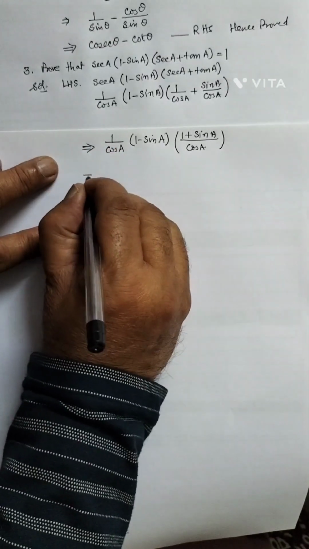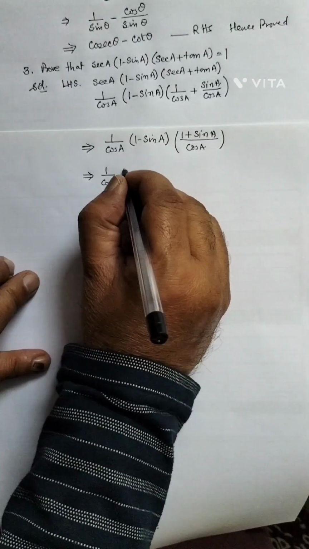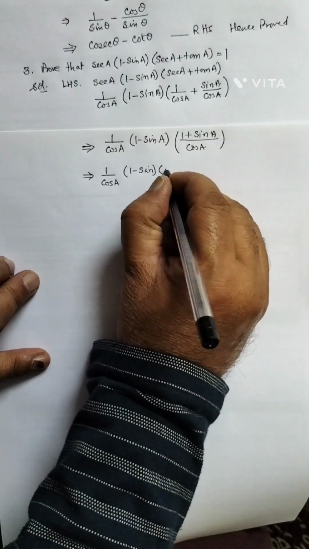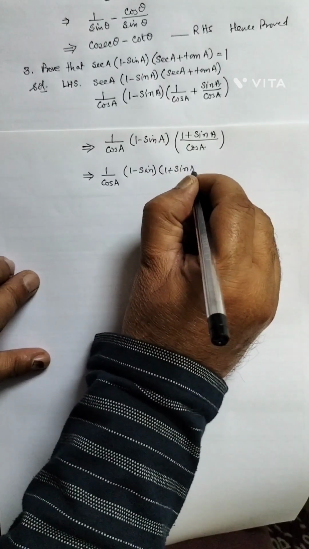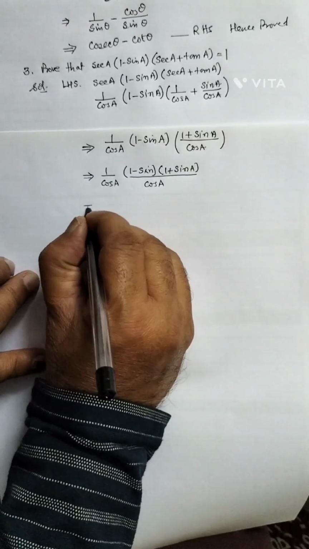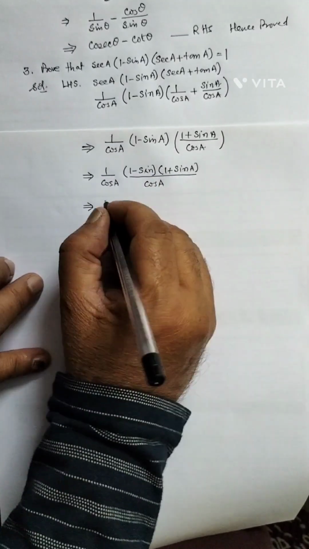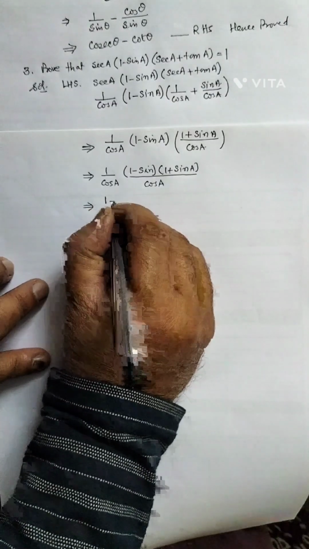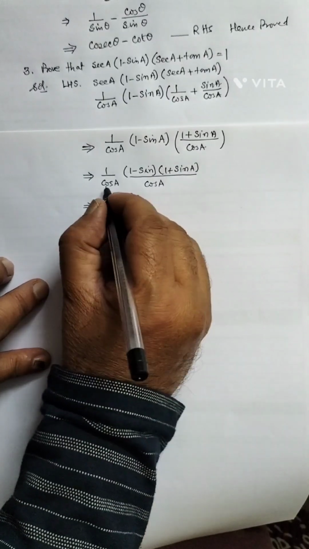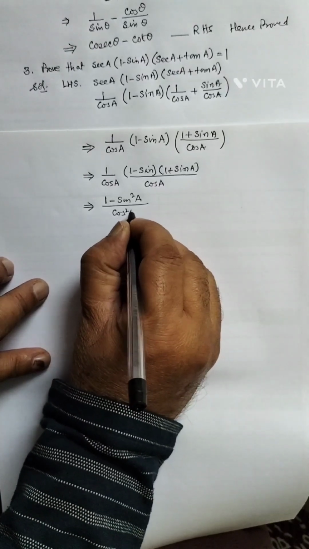The next step will follow 1 by cos A, 1 minus sin A, bracket 1 plus sin A upon cos A. In the next step, A minus B, A plus B, same identity we will use. This will become 1 square minus sin square A upon cos A multiplied by cos A will be cos square A.